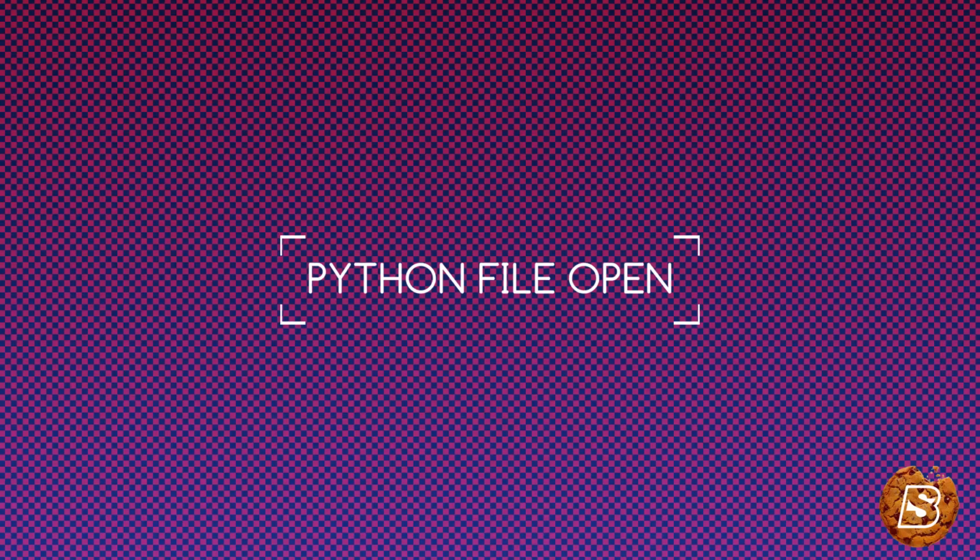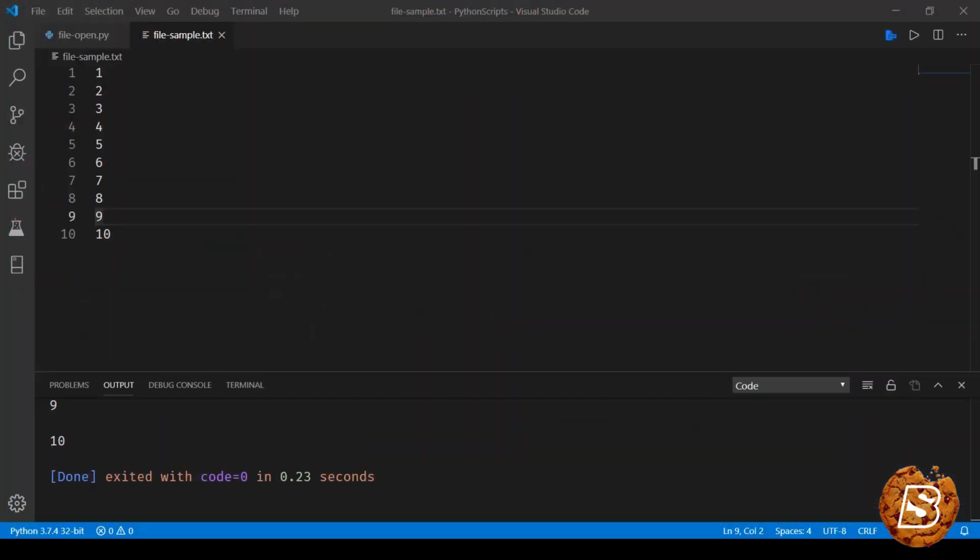In this section, we'll see how to work with files in Python. We'll be starting with how to open up a text file in Python. So here you can see we have a sample file created, which just has some numbers printed, and we will be exploring how we can read this file or open this file in Python.